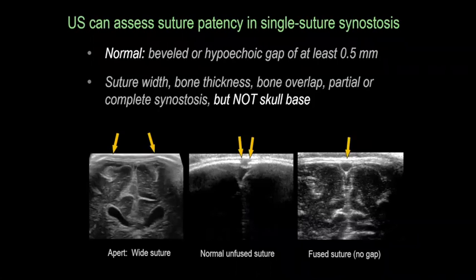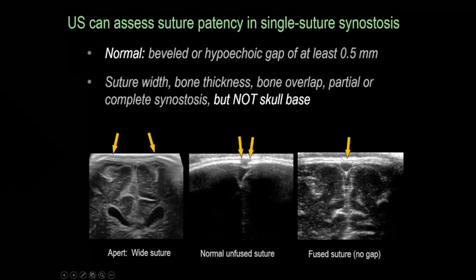Ultrasound can assess suture patency in single suture synostosis. Here is a normal view with a hypoechoic bevel gap of at least 0.5 millimeters. Here is Apert's with a wide suture, and here happens to be a fused suture. Note the double line going all the way across. There is no gap. Unfortunately, it does not address the skull base.